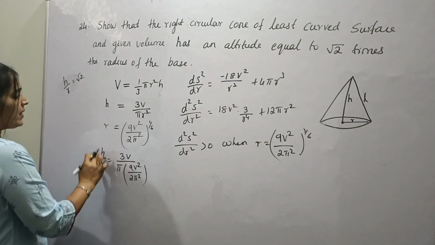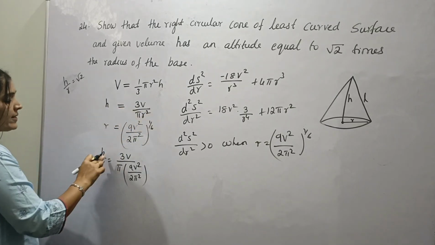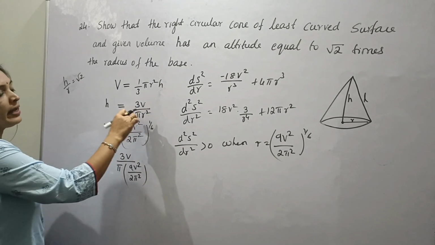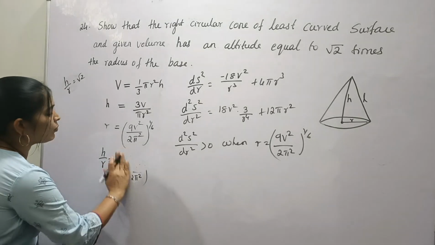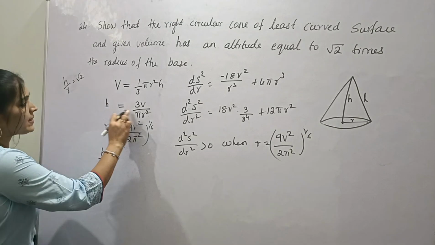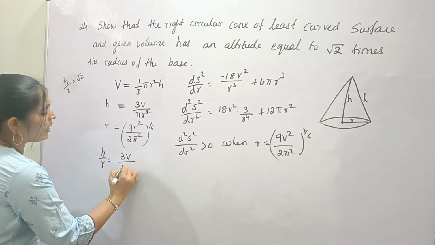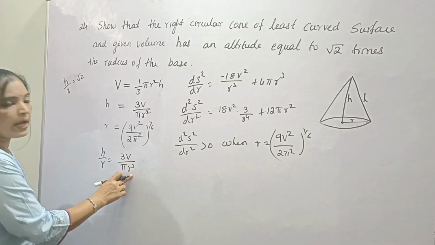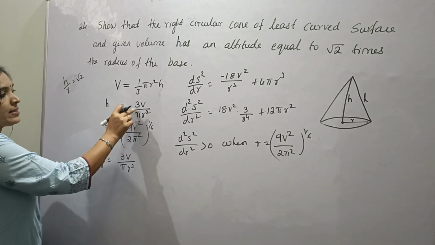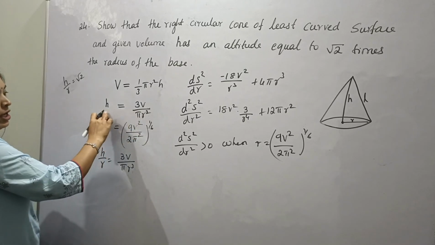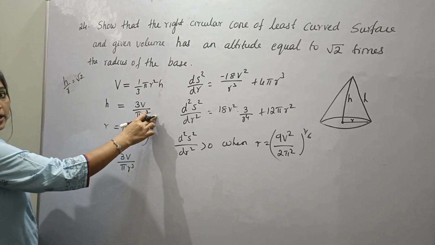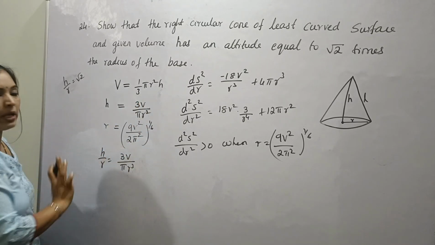See, h is equal to this one. What is h by r? One more step I have to write. See, h is equal to this one. So h by r is 3v divided by pi r square, multiplied by 1 by r also, that is 1 by r into 1 by r. So it will be 3v by pi r cube.